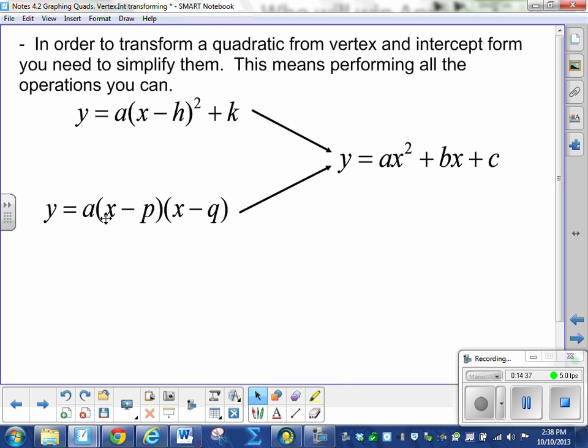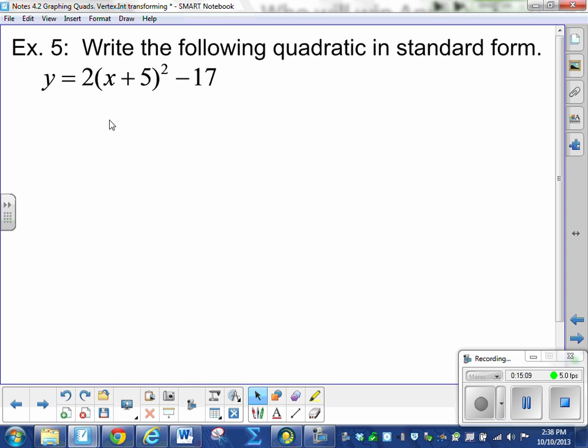transforming. So when you transform, you're basically performing all the order of operations. If you notice here, you can square this binomial, add a k on, multiply by a, or multiply this out, and you should end up with the standard form, because standard form shouldn't have any parentheses on it. So you're performing all the operations, similar to what we did before when we were simplifying expressions. So we're just simplifying this expression on the right-hand side. So let's try that out.